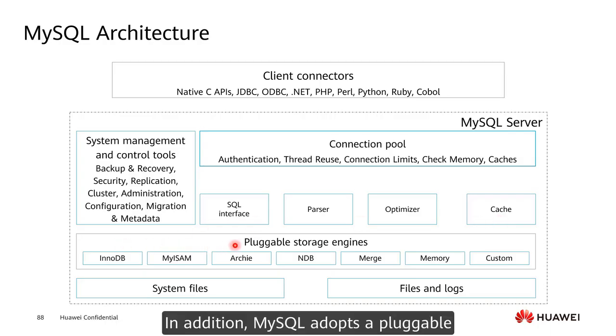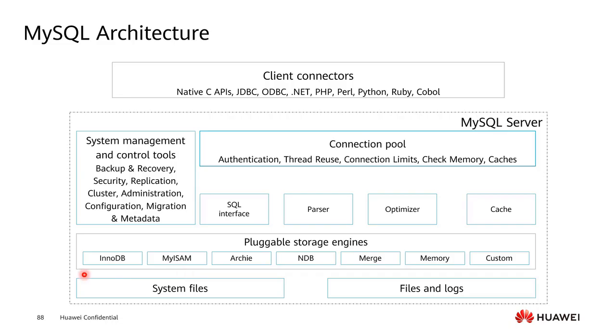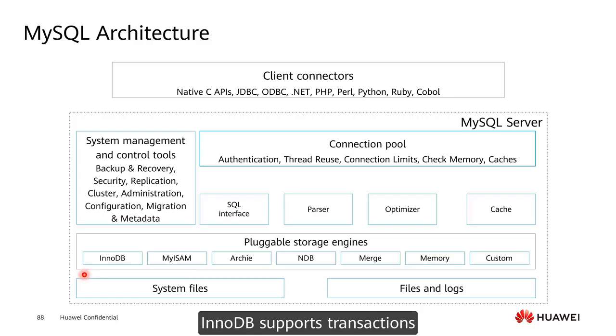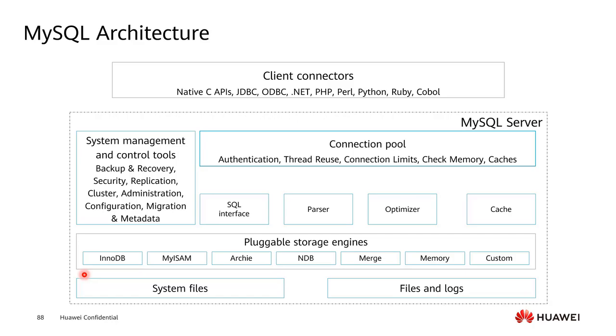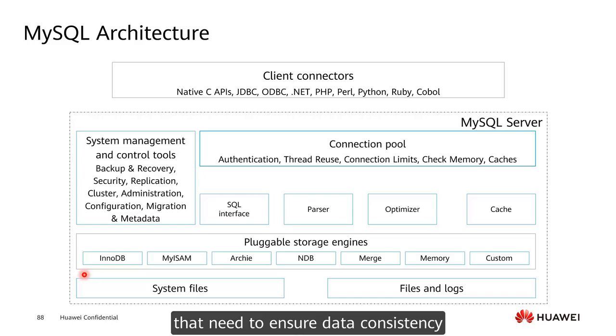In addition, MySQL adopts a pluggable storage engine architecture. You can select different storage engines as required for plugin management. The default storage engine is InnoDB, and MyISAM is also commonly used. InnoDB supports transactions, that is, a series of database operations that either all succeed or all fail, which is important in applications that need to ensure data consistency. MyISAM does not support transactions.